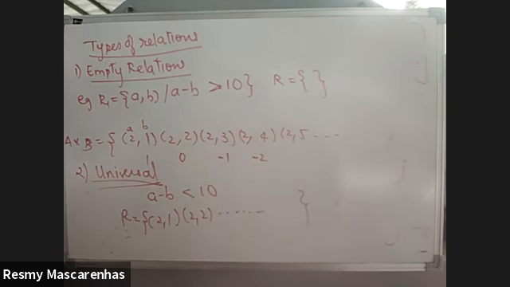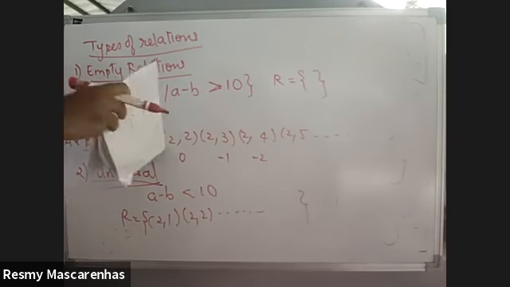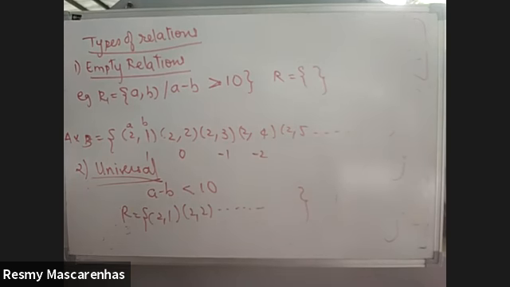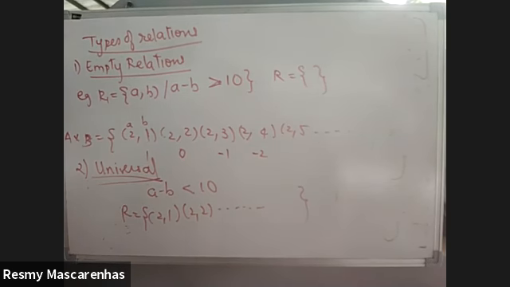So if there is no element, then it is called empty relation. If all the elements are there, then it is called universal. So every element is related to the other element. Clear with these two terms? If anyone has not understood, then please ask.